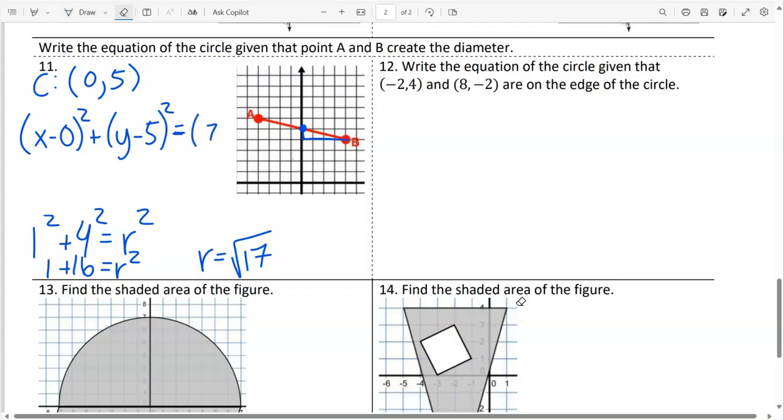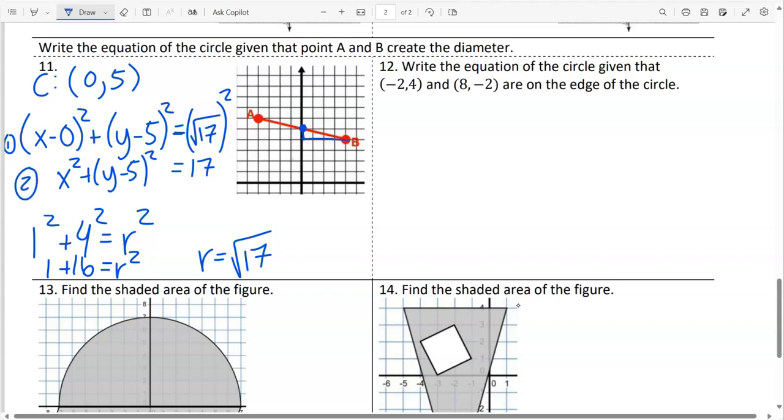Oops, actually, let's start that over. So square root of 17, and we square that. And that could also equal 17, up to you. And this also equals x squared. So there are two different ways you can write that. This is the first way. This is the second way. They are both accurate.